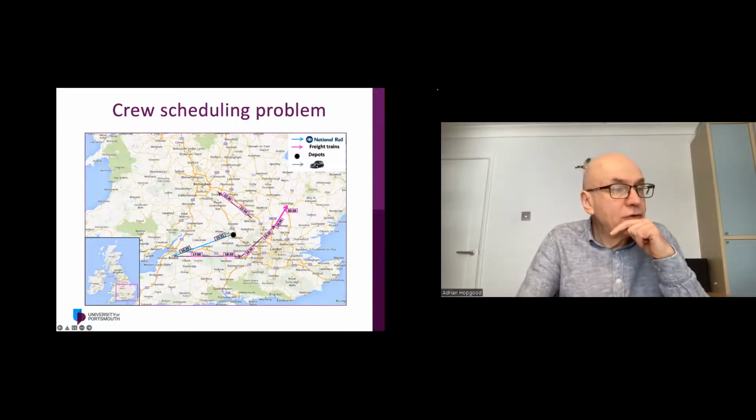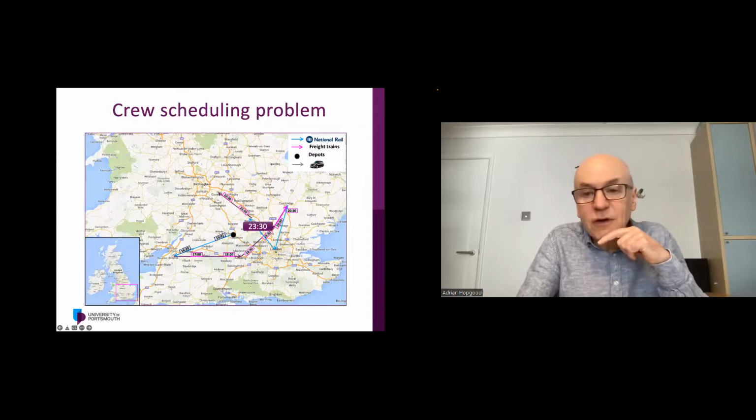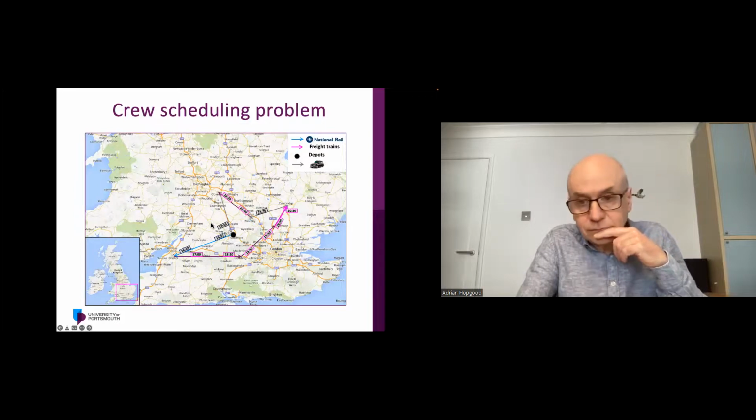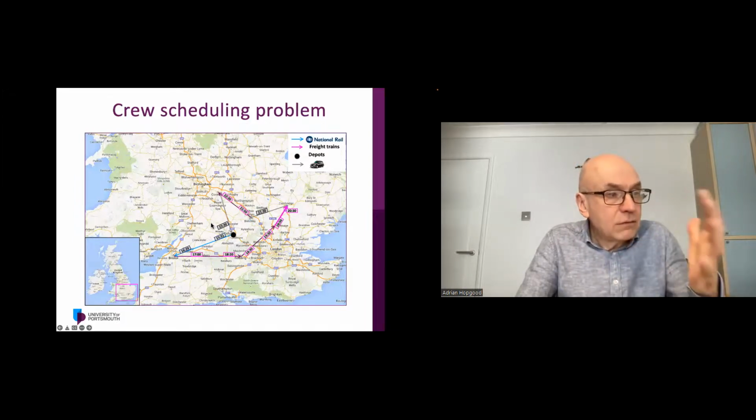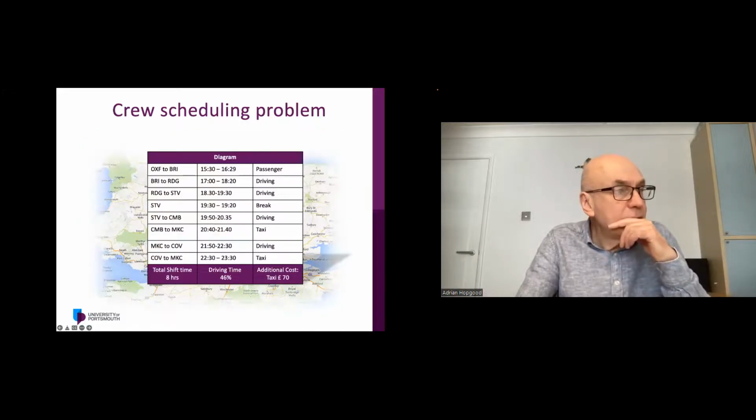When they reach Cambridge at 8:30 in the evening, they have another job over at Milton Keynes for later that evening. But if they tried to get a passenger train, there is no direct passenger train link. They would have to go through London, and it would take too long. They would miss their allocated freight train. So what they'd actually do is take a taxi from Cambridge to Milton Keynes, drive their freight train, and then finally at the end of the day, because it's rather late in the evening, they'd have to catch a taxi home again. So that's the driver's plan for their shift for the day. This is what it looks like. It's referred to as a diagram in the industry.